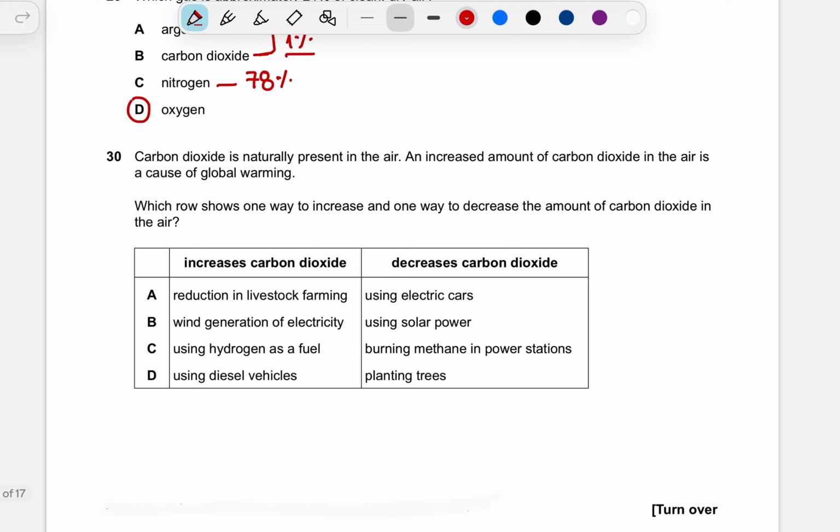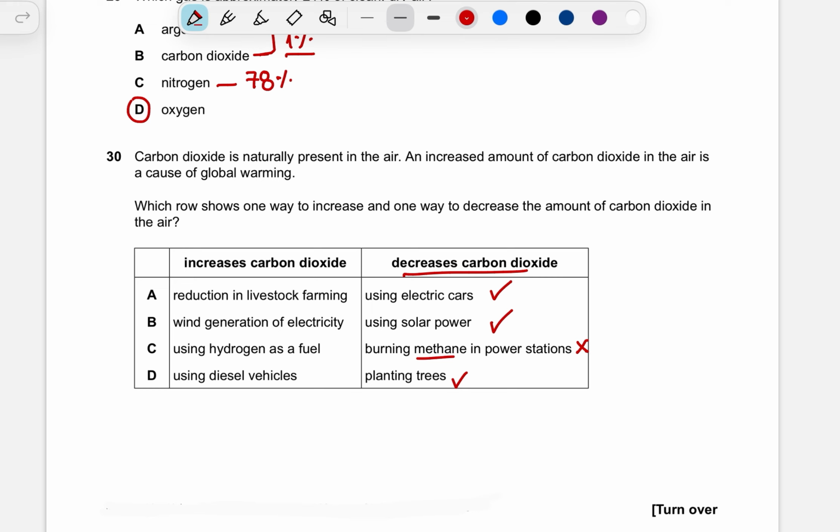Next, carbon dioxide is naturally present in the air. An increased amount of carbon dioxide in the air is a cause of global warming. Which row shows one way to increase and one way to decrease the amount of carbon dioxide in the air? So let's look at decreasing carbon dioxide first. So using electric cars, yep, this does decrease carbon dioxide. Using solar power, yep. Burning methane in power station, well, this is burning a fuel. Burning fuels normally produces carbon dioxide and water, so no. And planting trees, yep, that does decrease carbon dioxide because they need this for photosynthesis.